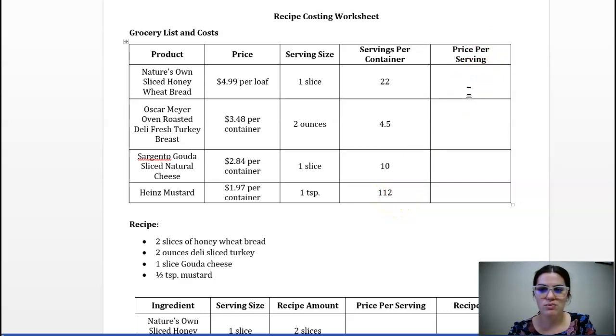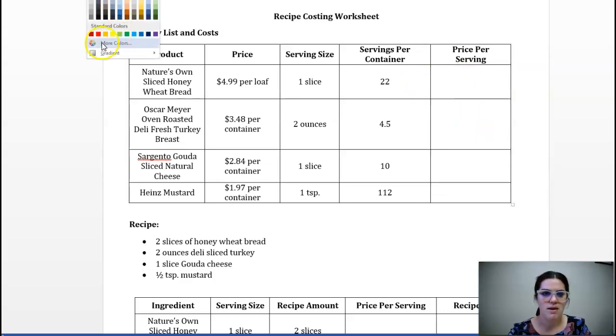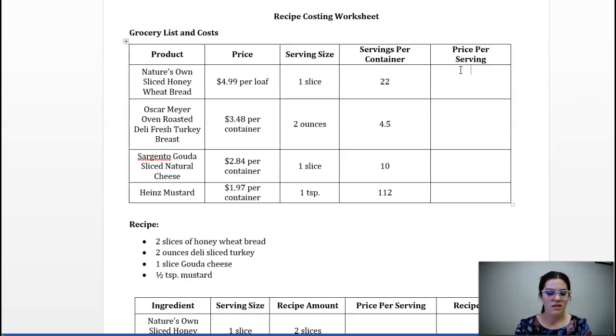So, how do we calculate this? What we're going to do is divide the total price for the bread by the amount of servings. So $4.99 divided by 22, and that should equal, let me see if I can get this maybe in a red, that way it sticks out to you. So do that math and pause it until you're ready. That should equal about 23 cents. Okay, and then we have our turkey breast.